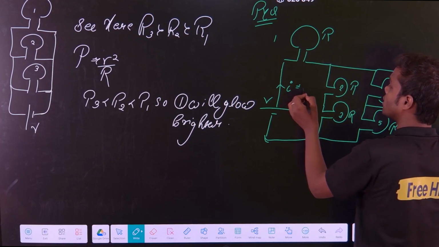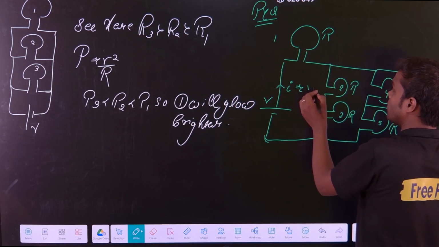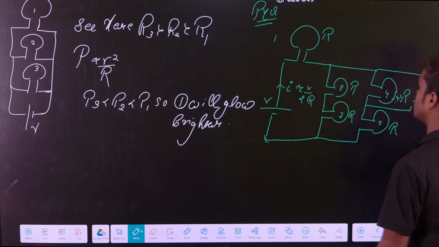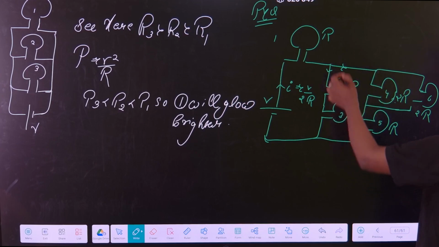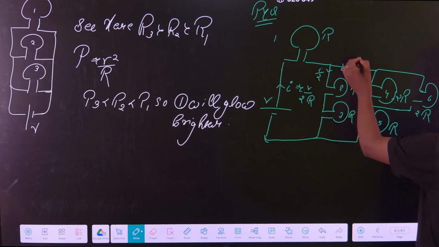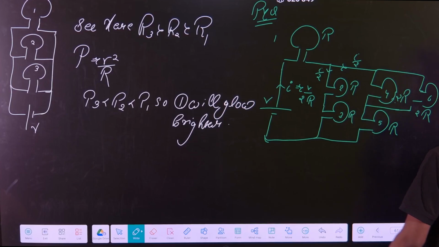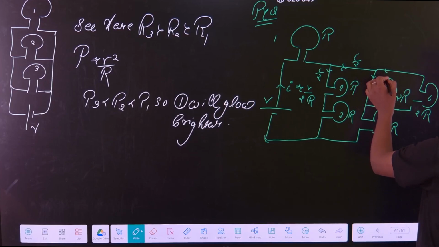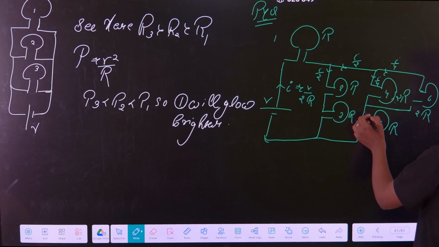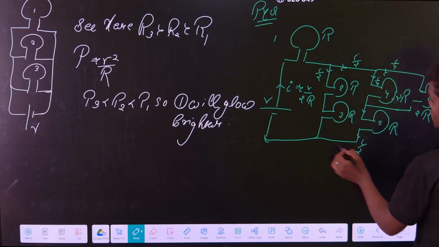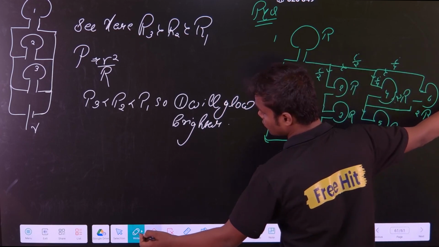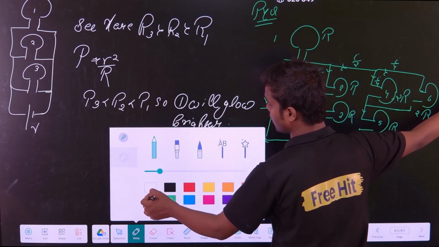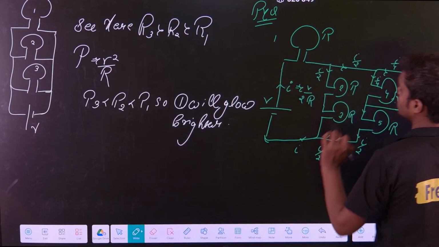So how much current will flow? That is V upon 2R, the current we got. Now this current will come here and divide equally, because here we get 2R and here also 2R. So this will be I by 2 and this also I by 2. Then here again it divides into I by 4 and I by 4. In this branch the current is I by 2, and from here also I by 2, so from here the current is I. Now if I ask you the power of every bulb, what is the power of the first, P1?